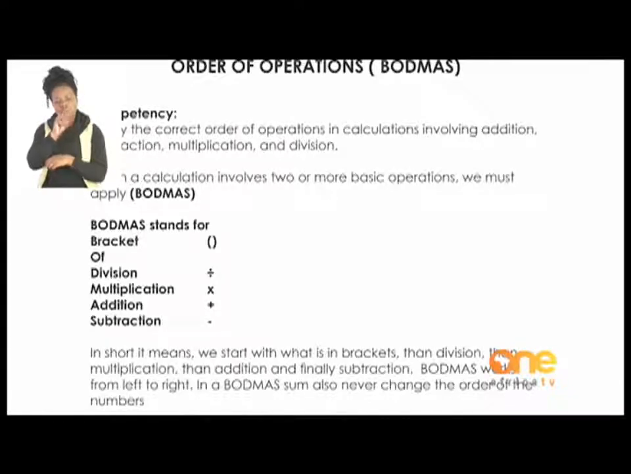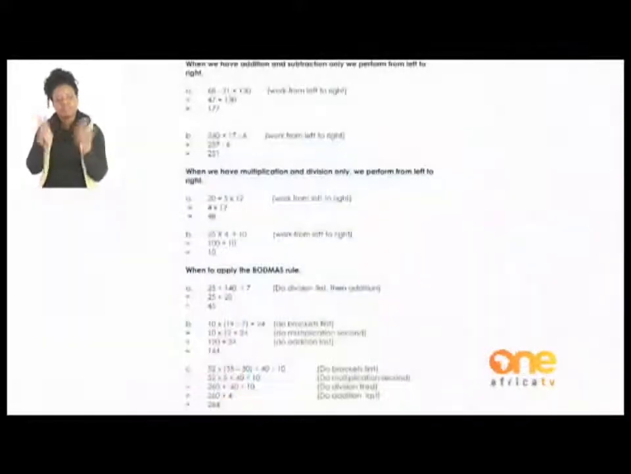So let's turn to page 11, where we can do a few examples. Are we all on page 11? Chanel, are you on 11? Yes. Now let's try the first example: 68 minus 21 plus 130. Here we have two operation signs, a subtraction and an addition. Now we need to apply BODMAS.